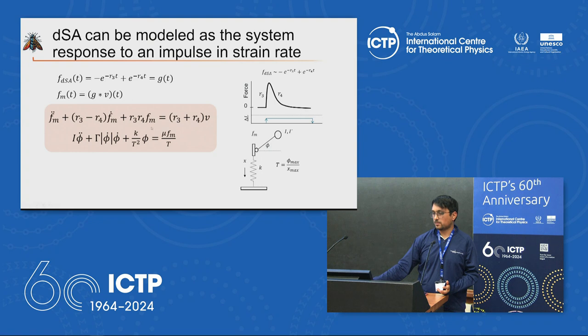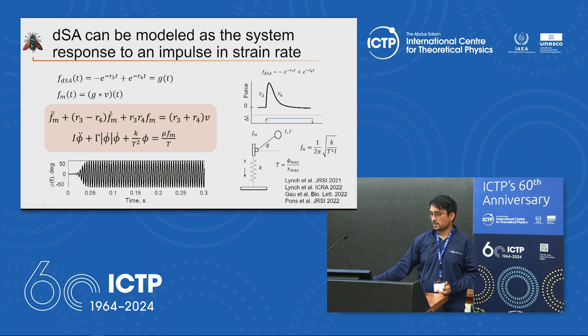And now we have a system of coupled differential equations that, when we solve for the dynamic variable phi of t, gives us a wing beat trajectory, stroke angle, as a function of time with an emergent frequency and amplitude. And we can study, for instance, the emergent frequency.